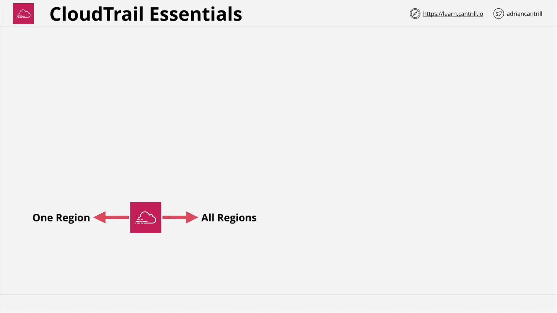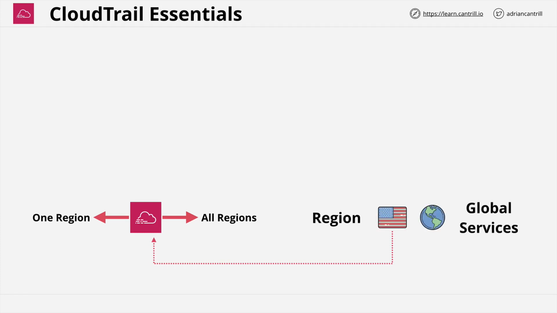Now, a single region trail is only ever in the region that it's created in, and it only logs events for that region. An all region trail you can think of as a collection of trails in every AWS region, but it's managed as one logical trail. And it's got an additional benefit that if AWS adds any new regions, then an all region trail is automatically updated. Now, there's a specific configuration item on a trail which determines if it only logs events for the region that it's in, or if it also logs global services events.